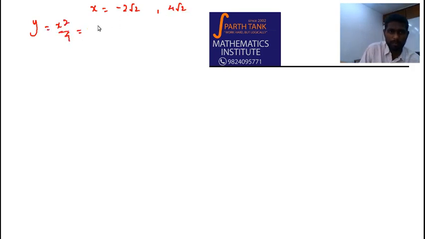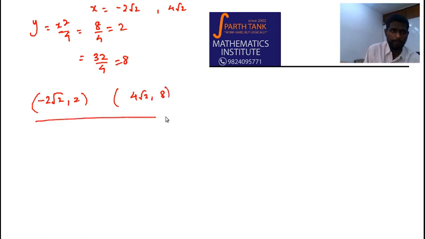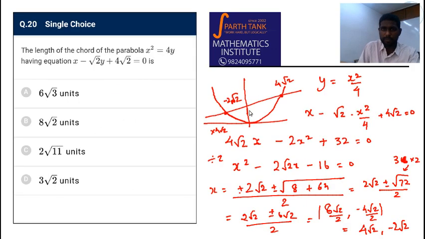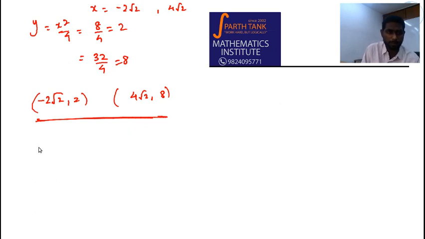So the square of this is 8 by 4, which is 2, or the square of this is 32 by 4, which is 8. Okay, so what I get is y is 2 and 8. So the points are minus 2 root 2 comma 2 and 4 root 2 comma 8. So these are the 2 points. Now the length of the chord is just the distance between the points.